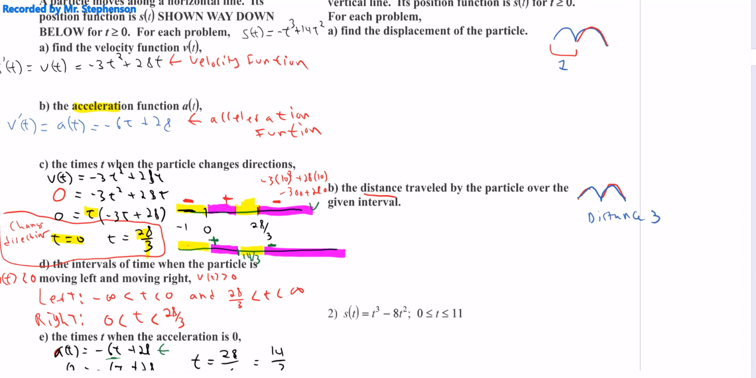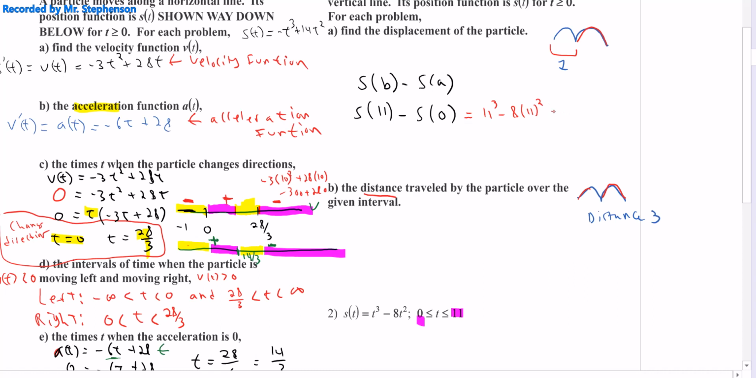So to find the displacement, all you have to do is find the change in position. It's the top part of the slope of a secant line problem, simply s of b minus s of a. It's the difference in position, the change in position. So it's going to be s of 11 minus s of 0. Why am I using 11 and 0? Well, those are given to me in my interval down here. And if I do this, plug in 11, you get 11 to the third minus 8 times 11 squared, minus, plug in 0, you're just going to get 0.